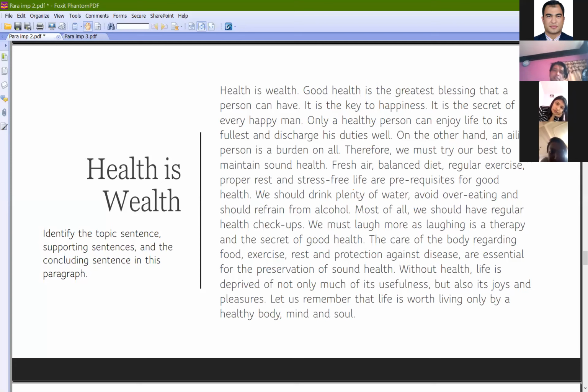Good health is the greatest blessing that a person can have. Why is good health a blessing? Because it's a key to happiness. Because it's the secret of every happy man. Because only a healthy person can enjoy life and discharge one's duty to the fullest. An ailing person is a burden. Therefore, good health is a blessing.